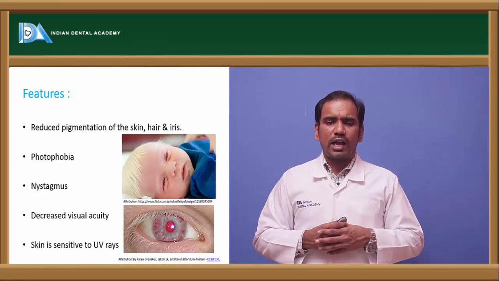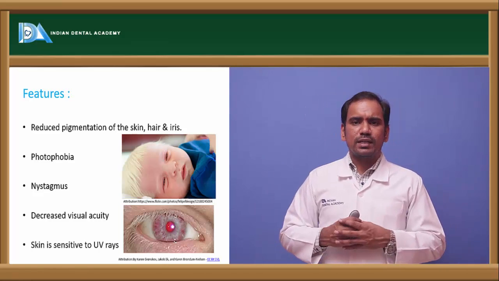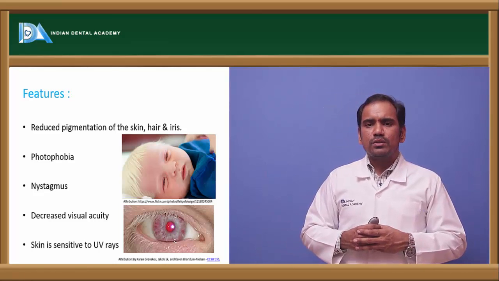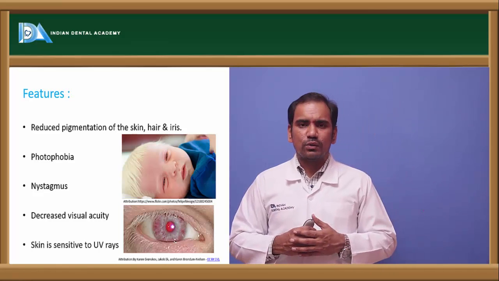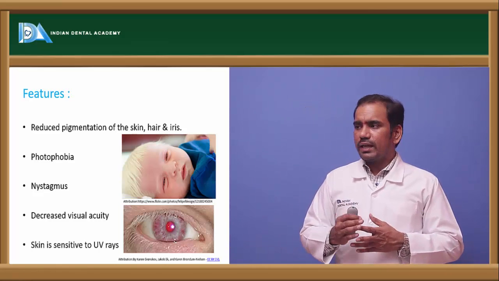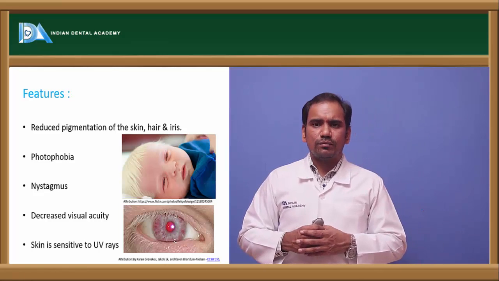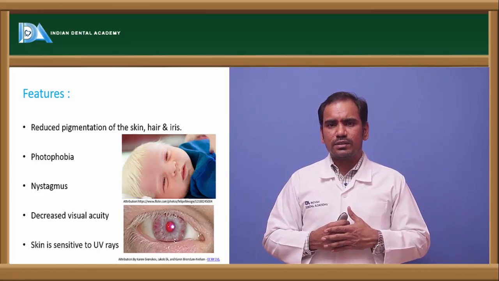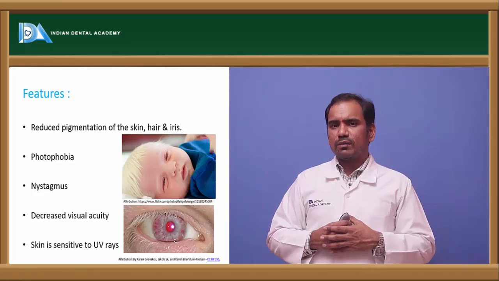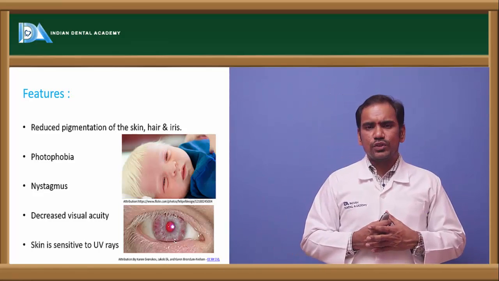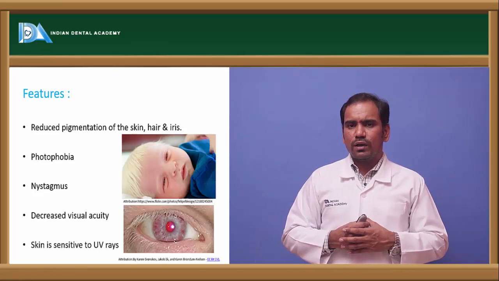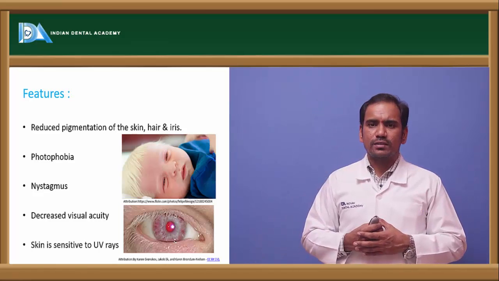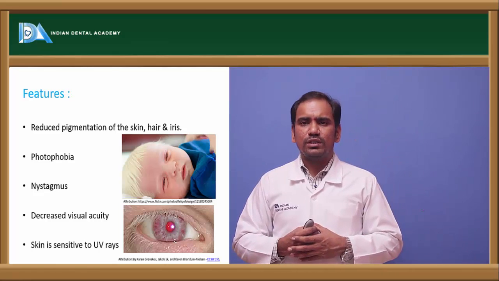So what happens in case of albinism? As I told you, melanin cannot be synthesized and that leads to hypopigmentation. That is an important feature of albinism. Apart from that, there is photophobia, so they cannot go into sunlight. Nystagmus is another important feature. Nystagmus is the eye manifestation, and decreased visual acuity is another important feature of albinism. And the skin is very sensitive to UV rays, UV light. So these are the important features of albinism.